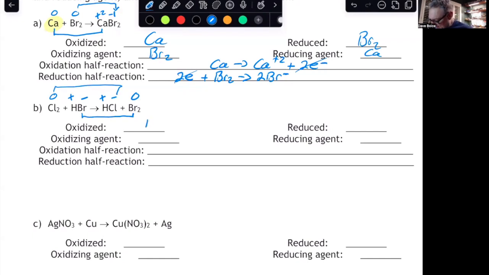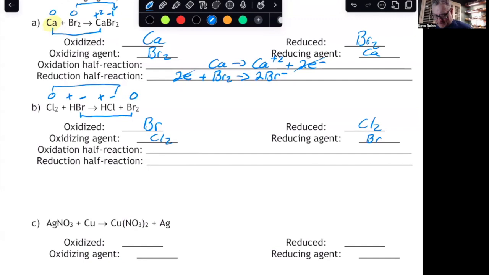So oxidized is beryllium. This is losing electrons going from a negative to a positive. Its charge is increasing. That means it's oxidized. And the one that is reduced is chlorine. Its charge reduces. So therefore, these are your agents.